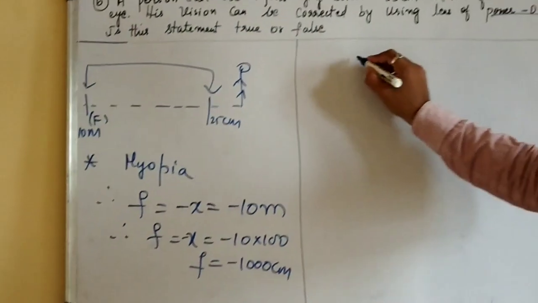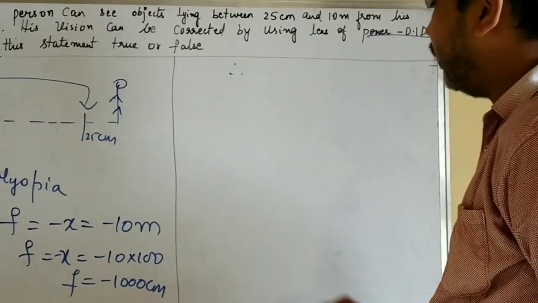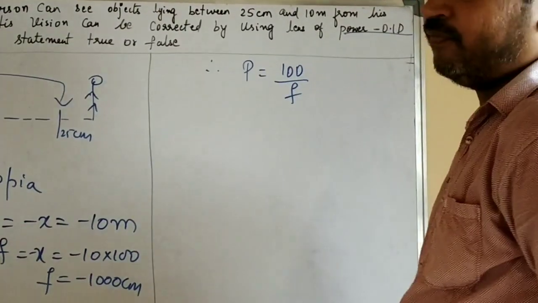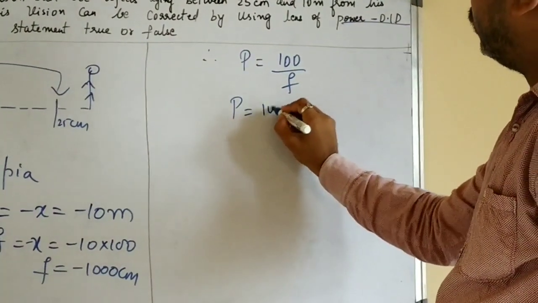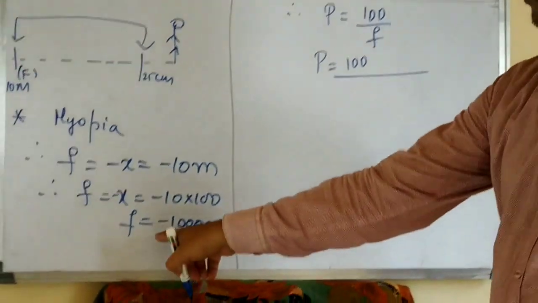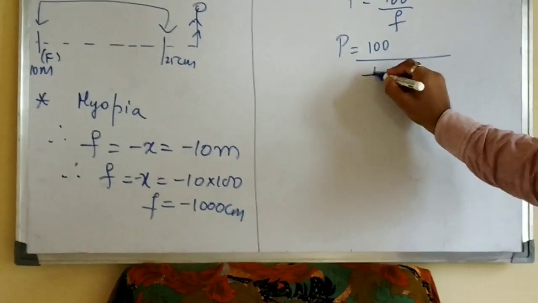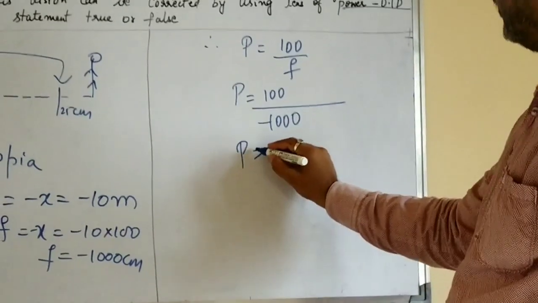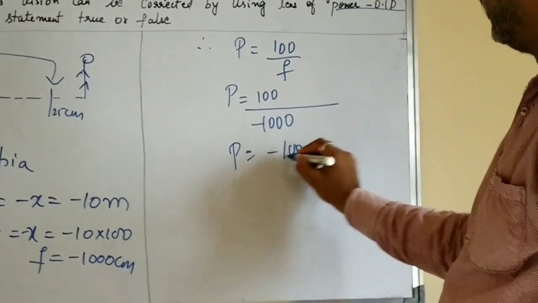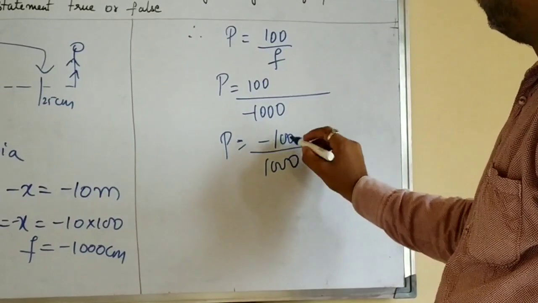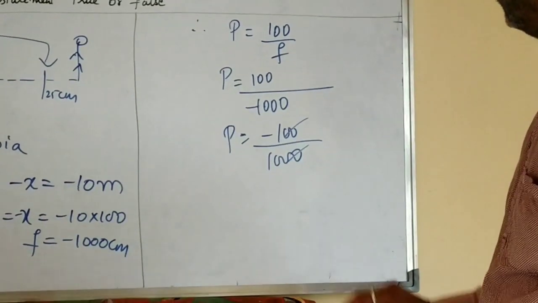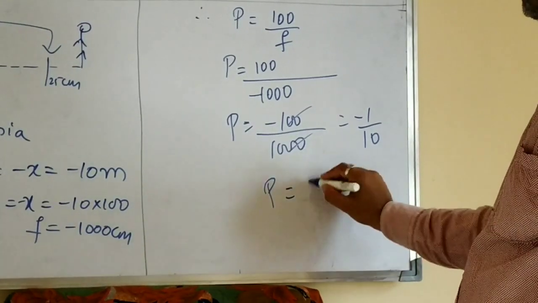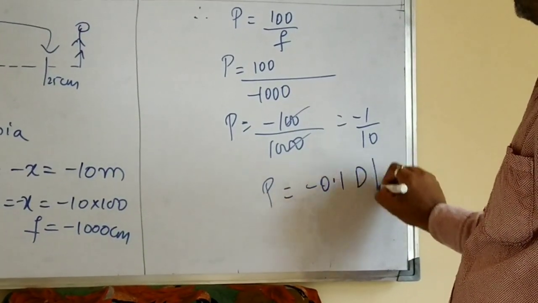Now you know the relationship between power and focal length. Therefore, P is equal to 100 by f. Therefore, P is equal to 100 divided by, what is f here? It is minus 1000. Or I can write this minus sign to the numerator. So minus 100 divided by 1000, 2 zeros go off, 2 zeros go off. So what will you get? Minus 1 by 10. Minus 1 by 10 means you get minus 0.1 diopter.